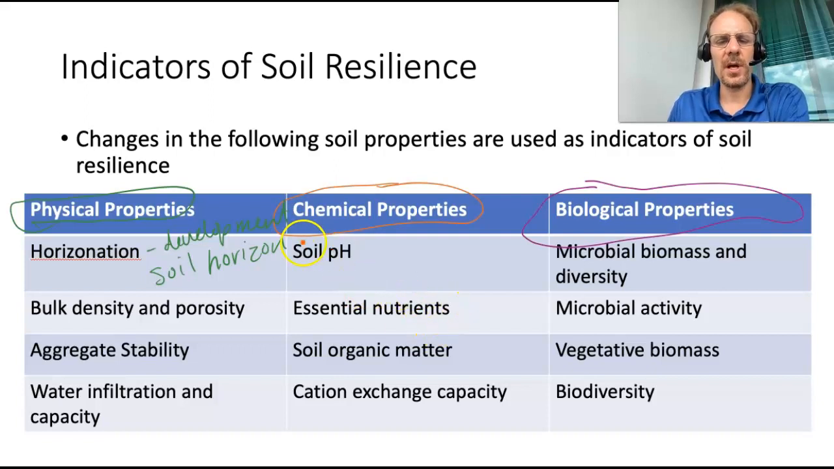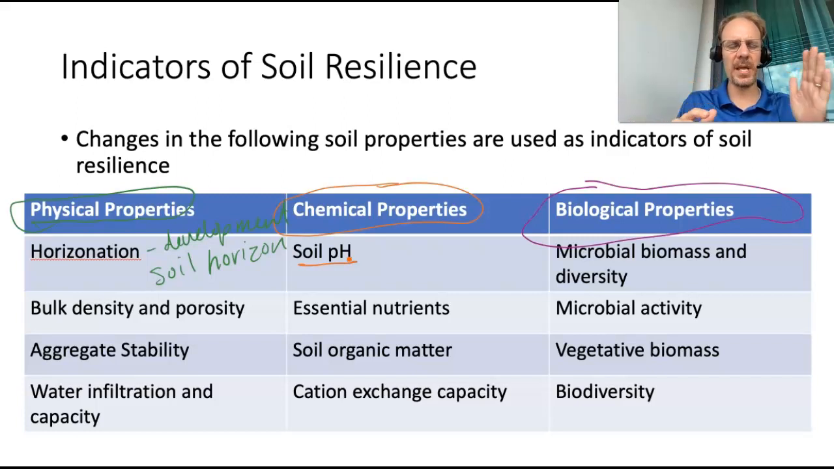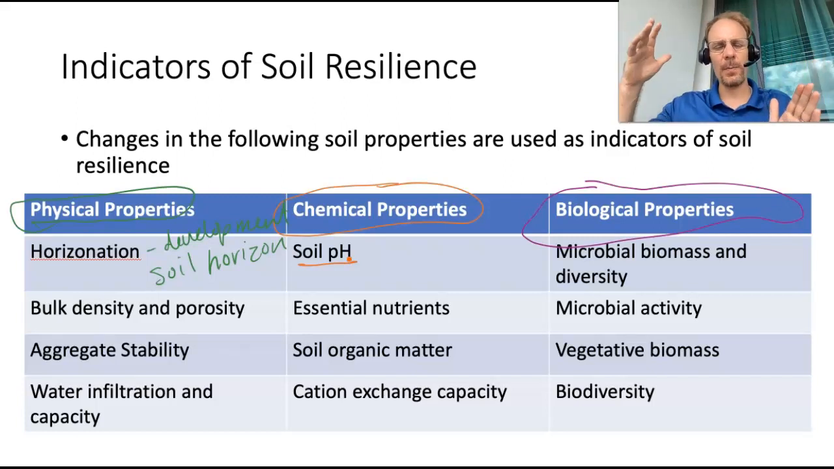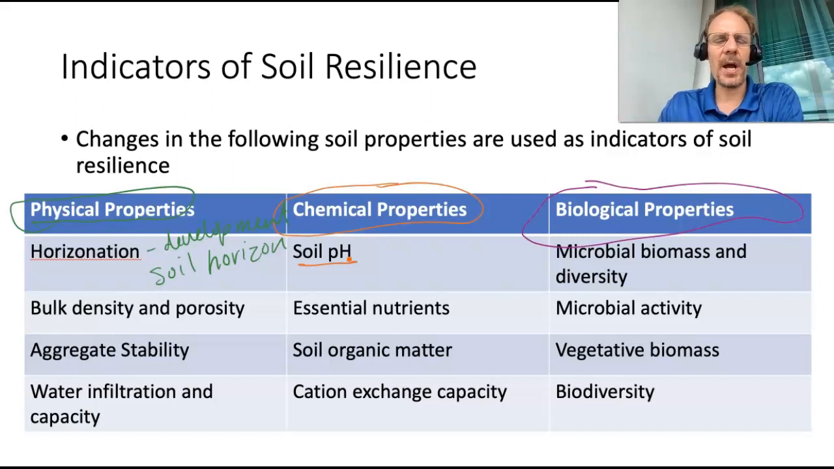Chemical properties. Soil pH. Soil pH in an ideal range between a pH of 5.5 and 7.5 or 8, so between 5.5 and 8, will result in good, healthy soil for plant growth and microbial decomposition. Outside of that 5.5 to 8 range, plant growth will be reduced and microbial activity will be reduced, resulting in less or lower soil resilience.